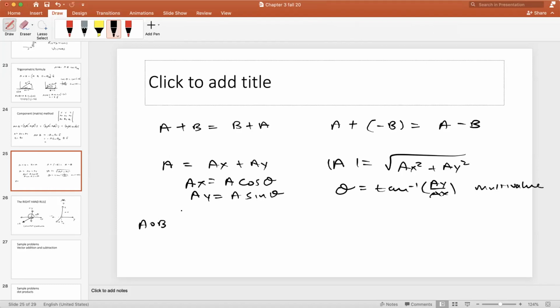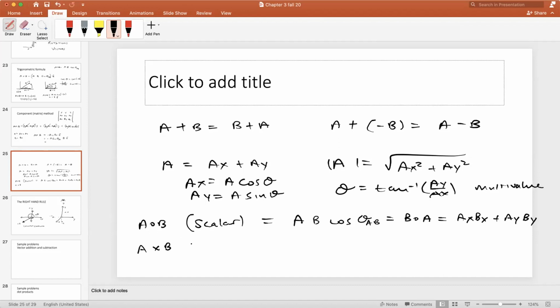A dot B, which is a scalar, it's just a number, is equal to AB cos of the angle between A and B, and it's also equal to B times A, and it's also equal to AX BX plus AY BY.